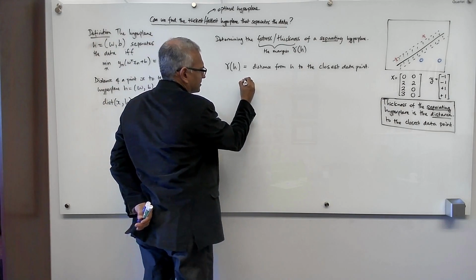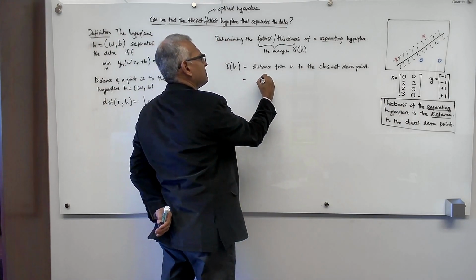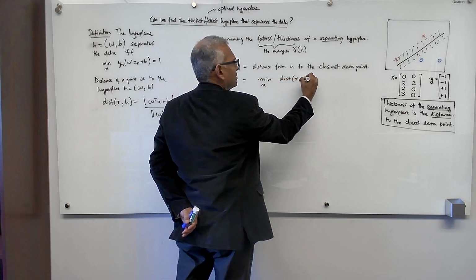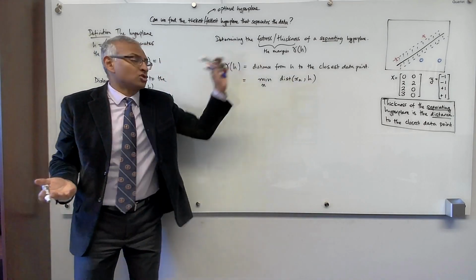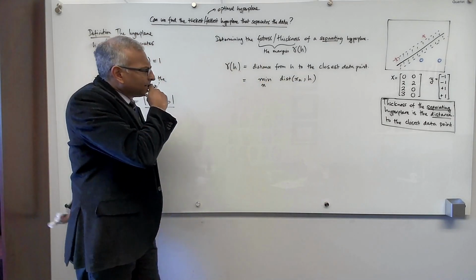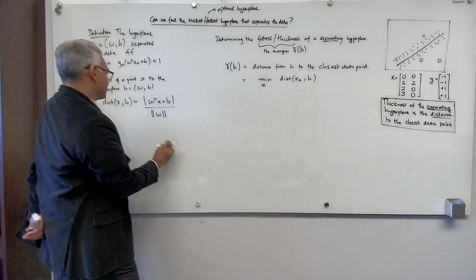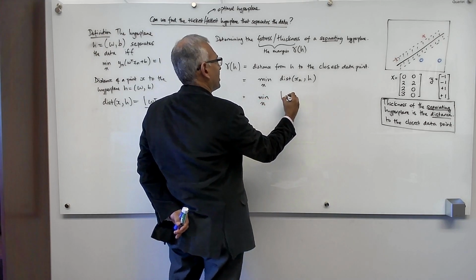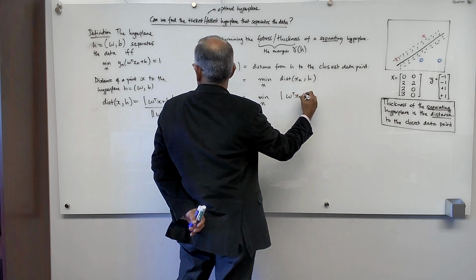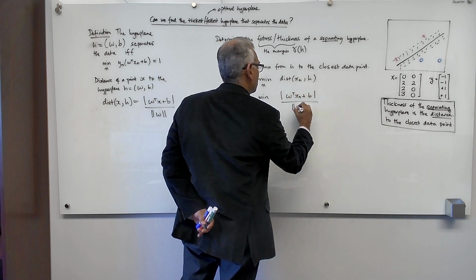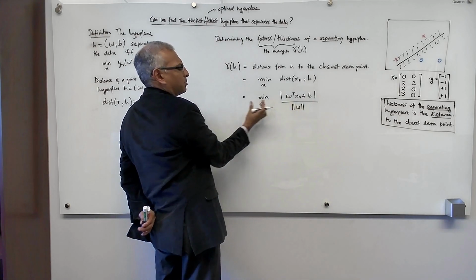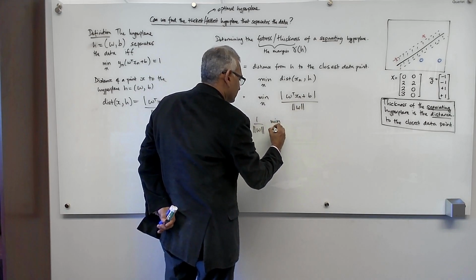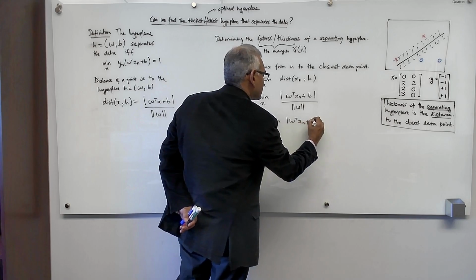So what is the distance to the closest data point? It's the minimum over all my data points of the distance from xn to h. I'm just rewriting the top line, which was English, now in math. We now have an expression for the distance. So this is the minimum over all my data points of the absolute value of W transpose xn plus b, divided by the norm of W. The norm of W doesn't depend on xn, so I can pull it outside the minimum. So this is equal to 1 over the norm of W, times the minimum over your data points of the absolute value of W transpose xn plus b.